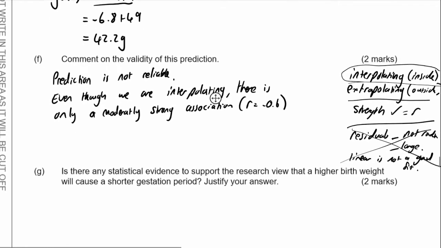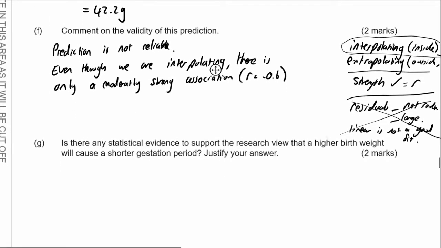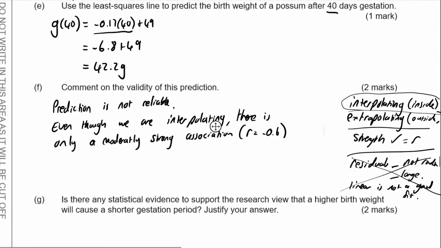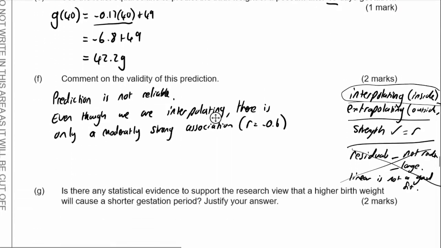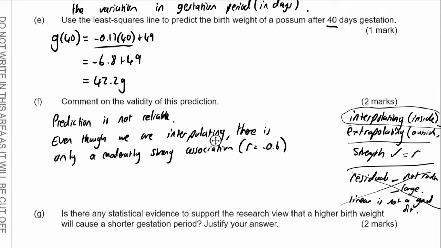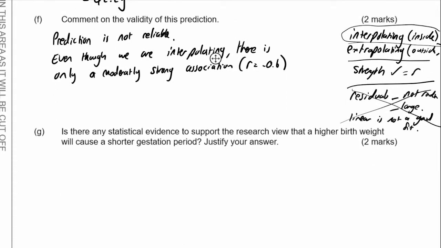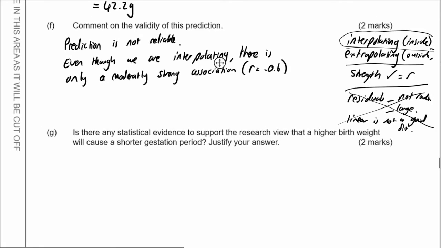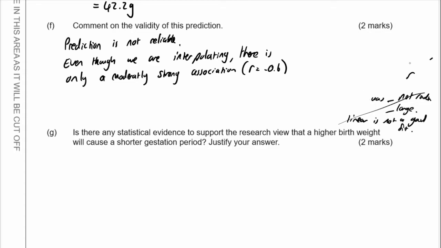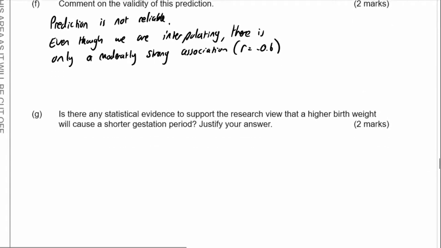So the prediction isn't reliable. I'm not a fan when they give you questions where it's kind of on the fence a bit. Because if the correlation was minus 0.7, then I would say it's reliable, but it's really hard to answer these ones. I think as long as you justify your answer, you should get the marks for it. As long as it's not obvious, like if it's 0.8, you can't say it might be reliable. If you're interpolating, it will be reliable.